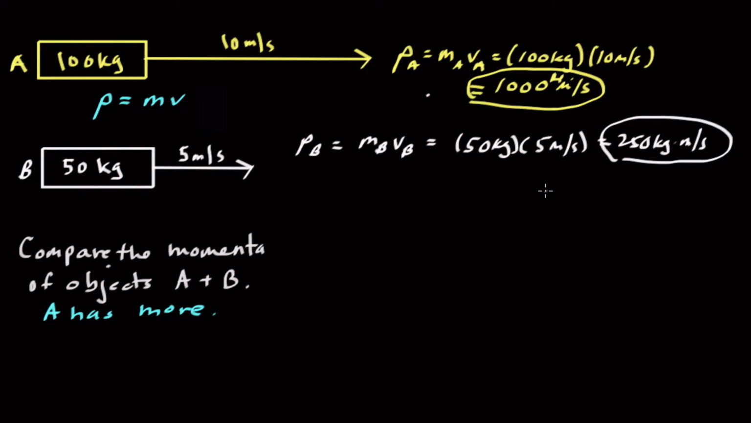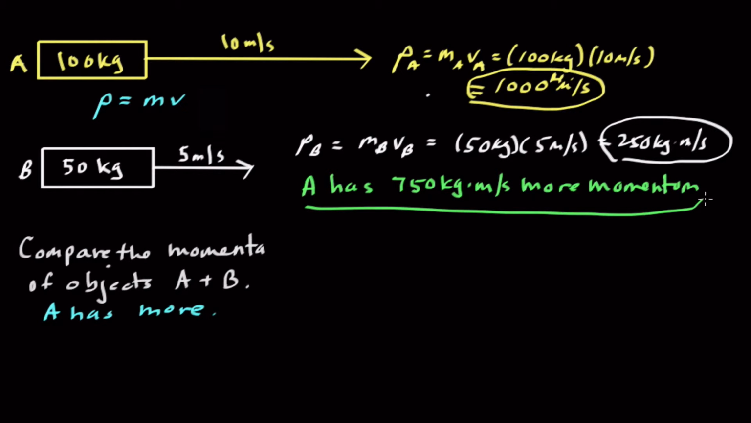And at this point, some of you would leave your answer like this, but remember, that's not the question. The question wasn't calculate their momenta, it was compare them. So you could say, and I hope you don't, your answer could be A has 1,000 minus 250, so 750 kilogram meters per second more momentum than B. And you could give me that as your answer, and I would not be happy with that answer because I want to know how many times greater it is.